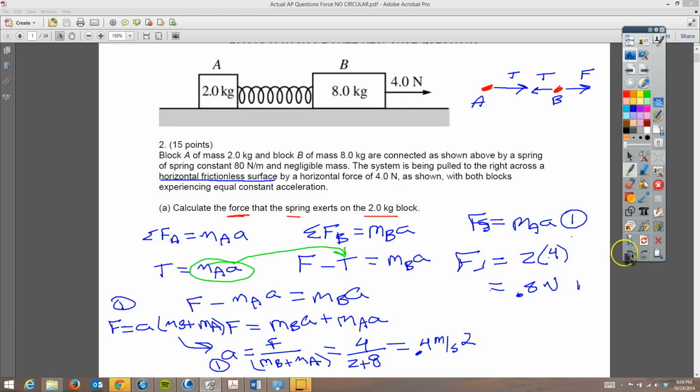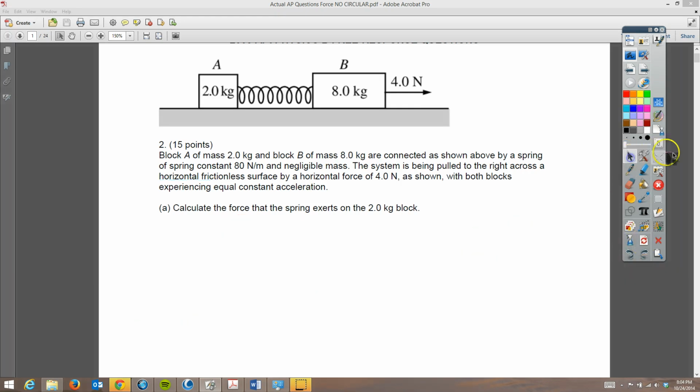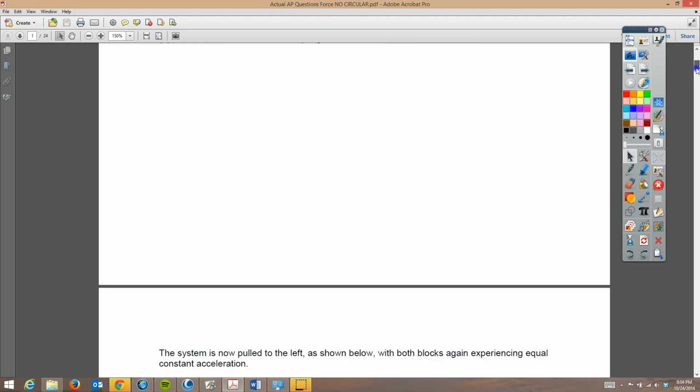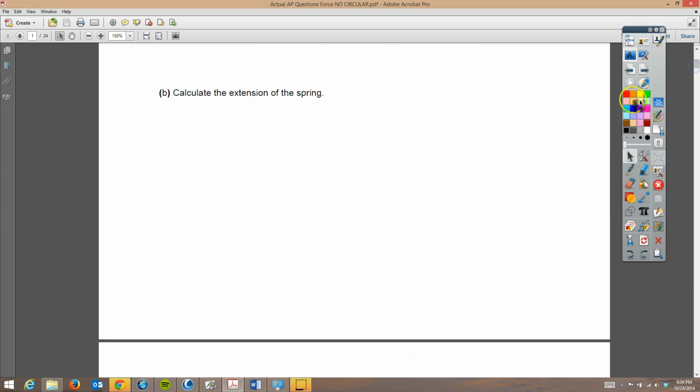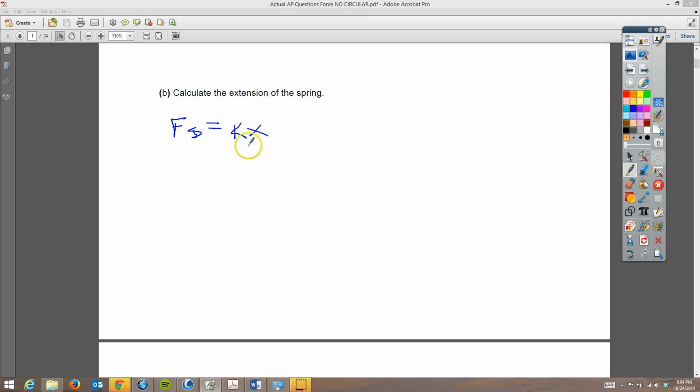Okay, so let's go on to the next part, which is part B. And this part isn't too bad. It says calculate the extension of the spring. So remember, whenever we want the force of a spring, that should be equal to the K value times X. We're going to leave this positive. And now we're going to say that X is equal to the force of the spring divided by K.